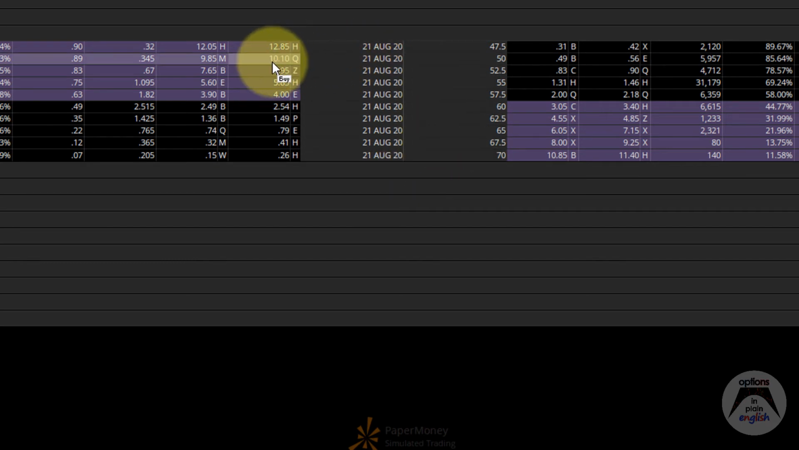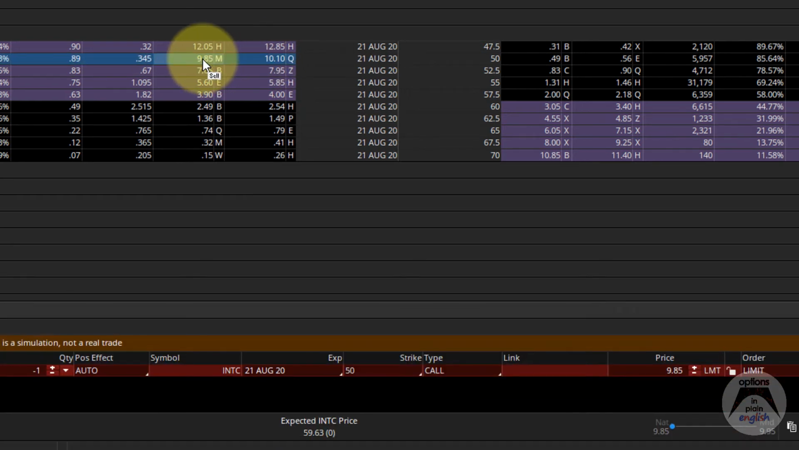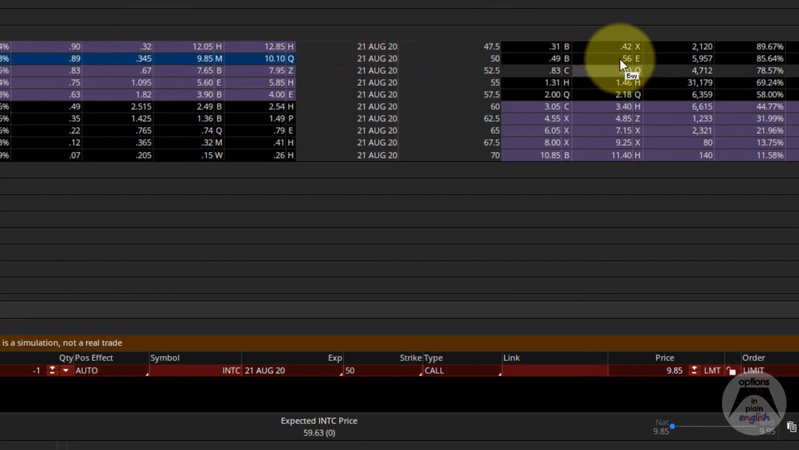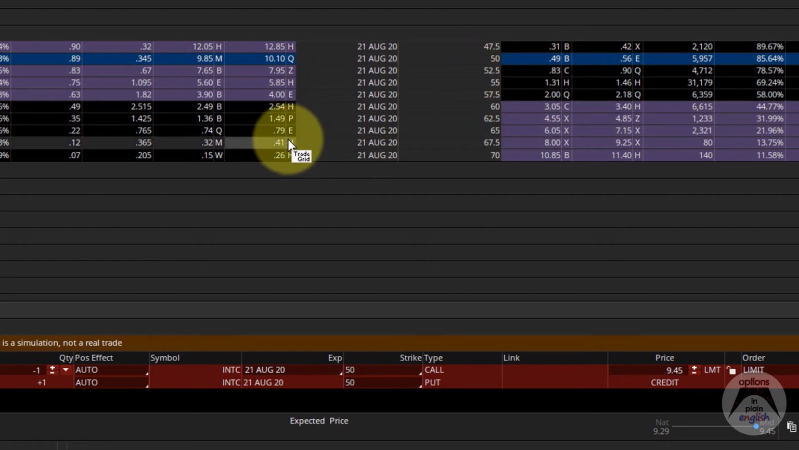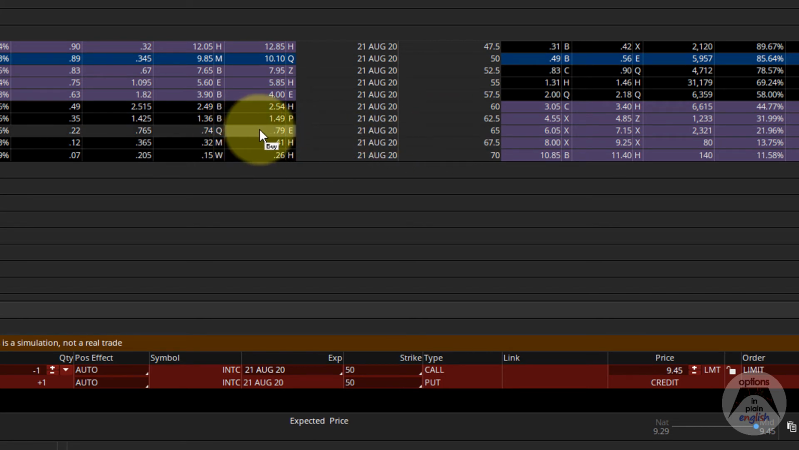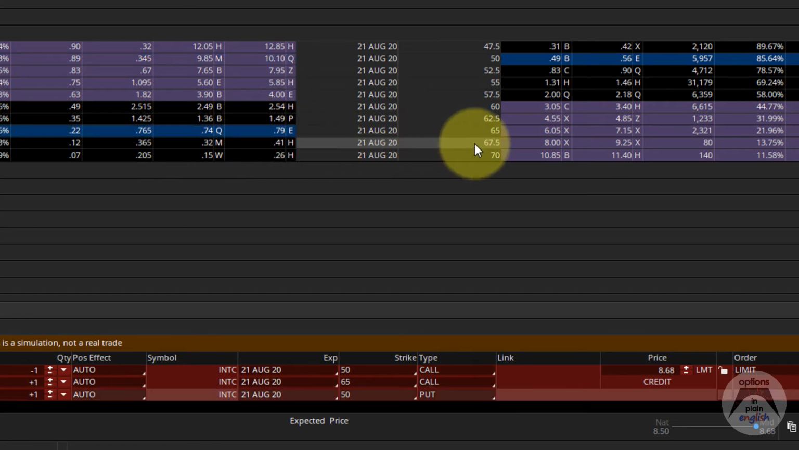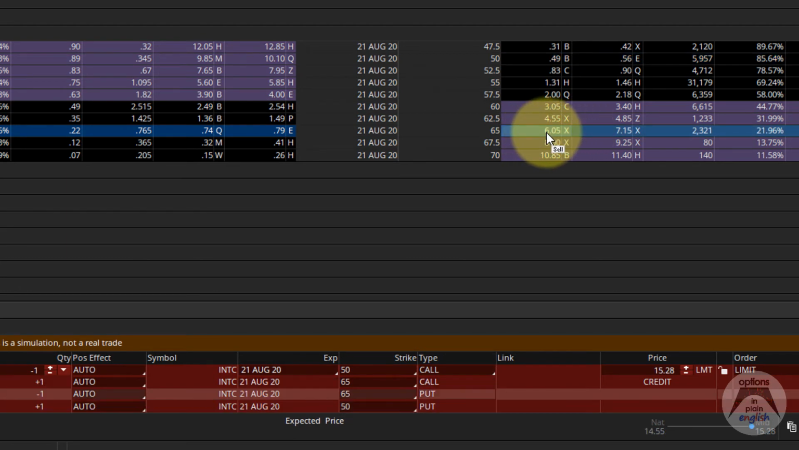Okay, so I'm going to be selling my synthetic, which means I'm going to be selling the call. Again, I'm holding the control button on my keyboard. So I'm selling the call and I'm going to buy the put. This is the 50, and I'm going to do the 50-65, so a $15 wide box. Okay, I have that component. So the 65 is going to be my long portion. So I'm going to have the long call and the short put.